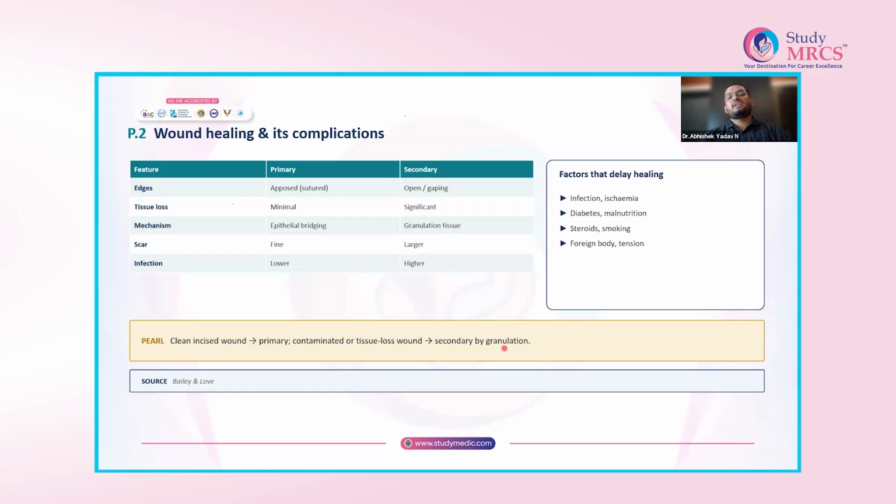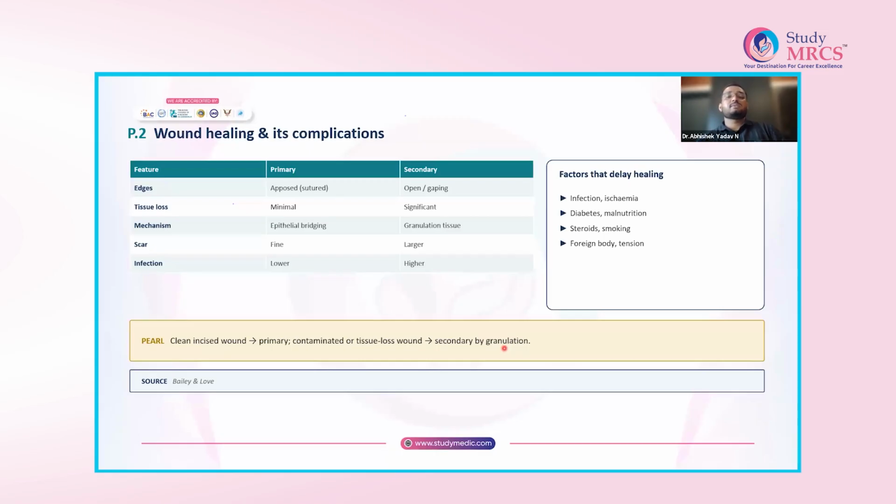Secondary wound healing occurs when we leave the wound open, most of the time if there is an infection of the wound. Until the infection has subsided, we don't do primary closure. So in secondary wound healing, the edges are often open or gaping. There is significant tissue loss, and the mechanism is the formation of granulation tissue. The scar will be very large in nature. The chance of infection is much higher in secondary wound healing.